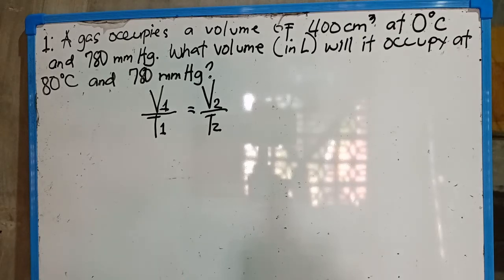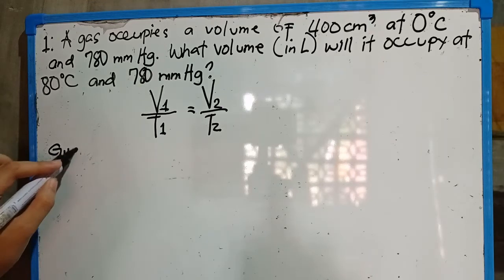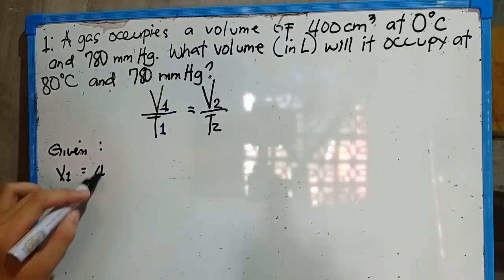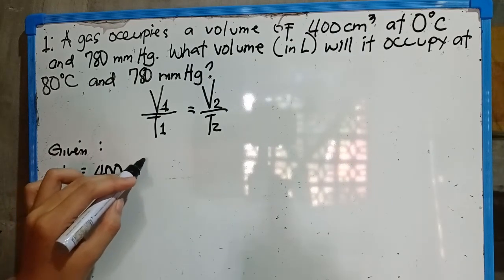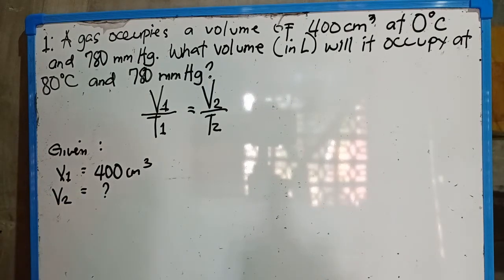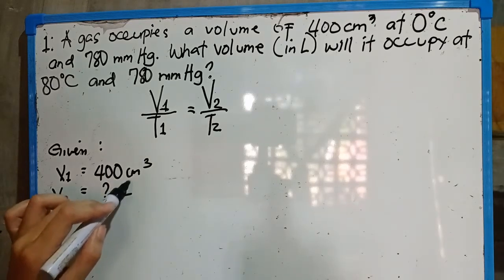As we have discussed kanina, for Charles' law we will use Kelvin for temperature in order to solve our problem. First, we are going to write the given. For our given, the initial volume is 400 cm³, but our final volume is unknown, which is what we are looking for, in liters.